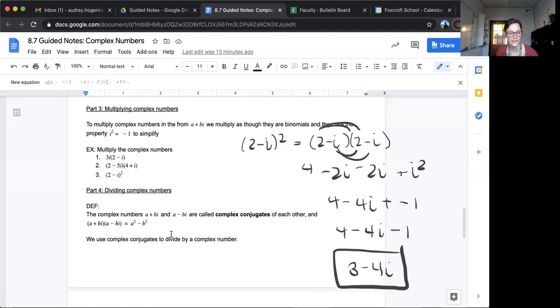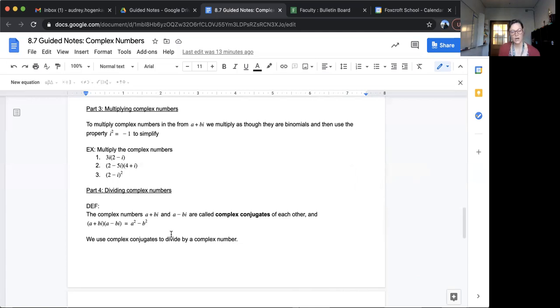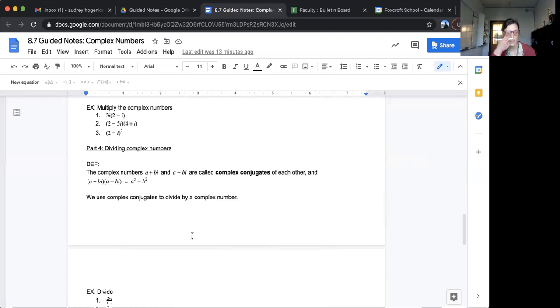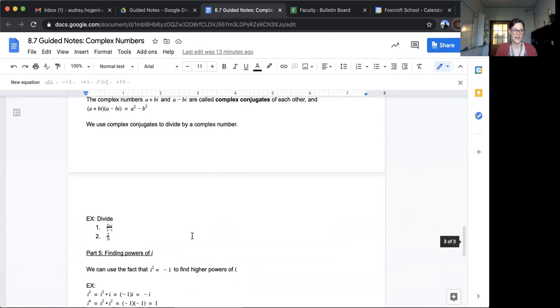Nothing too bad there. All right, next part is dividing complex numbers. The complex numbers a plus bi and a minus bi are called complex conjugates of each other. And a plus bi times a minus bi equals a squared plus b squared. So this kind of gets back to that idea that we talked about back when we were rationalizing, which was multiplying by the conjugate. So now that we're dealing with complex numbers, the conjugate's the same thing, really the exact same binomial with the sign flipped in the middle. But they are called complex conjugates now because we are dealing with complex numbers. And we use these complex conjugates to divide by a complex number.